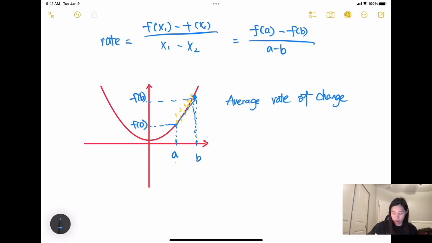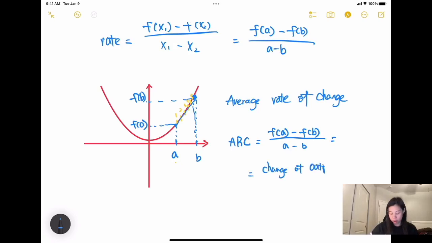So again, it's a slope. The average rate of change, which is ARC, is really common to see, and it equals f of A minus f of B over A minus B. Remember, it's the change of output over the change of input.